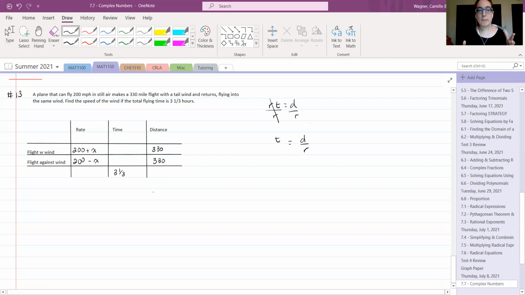So basically, because we know that some amount of time plus another amount of time equals this, we can rewrite this with 2 times that add up to this as their sum. For our first time, and again, remember for time, we're going to do distance divided by rate. So this one is going to be 300 divided by 200 plus x. And I'm sorry, not 300, 330. And this is going to be 330 divided by 200 minus x. And that's all going to add up to 3 1/3.